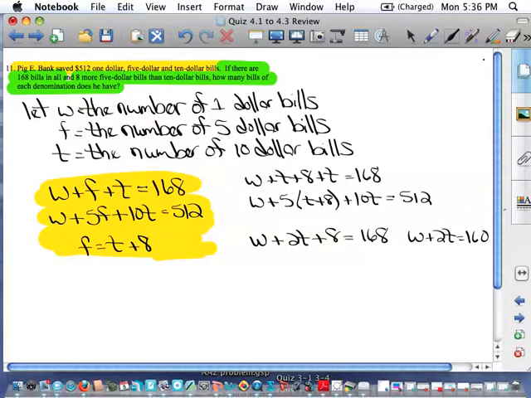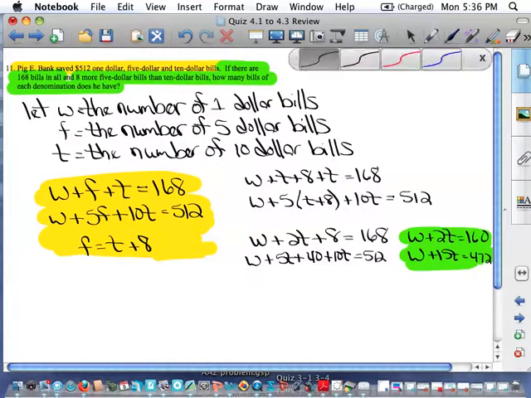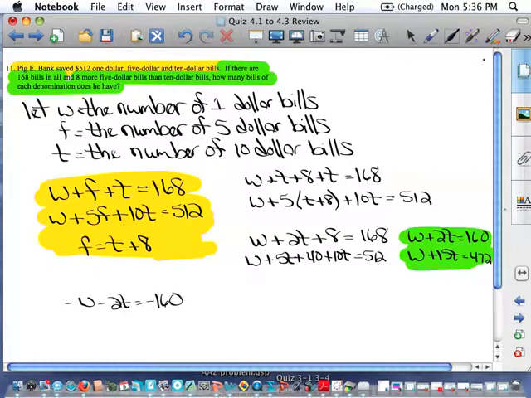The second equation, I have w plus 5t plus 40 plus 10t equals 512. Combining like terms, I get w plus 15t. Subtract the 40 from both sides, and you will get equal to 472. So now here are my 2 equations. Simply by multiplying the first by -1, getting me negative w minus 2t equals negative 160, leaving the second equation alone.